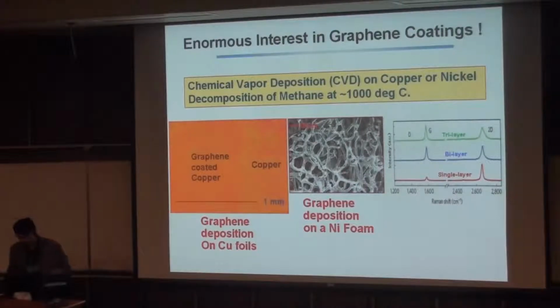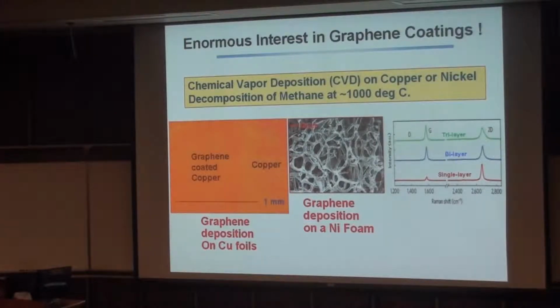So to give you some background to this talk, there is a great deal of interest in graphene coating. One can deposit graphene on copper, one can do it on nickel, one can control the number of layers, single layer, bi-layer, tri-layer, and so on and so forth. And so this is becoming more and more routine now. And these kind of coatings have some very nice applications.